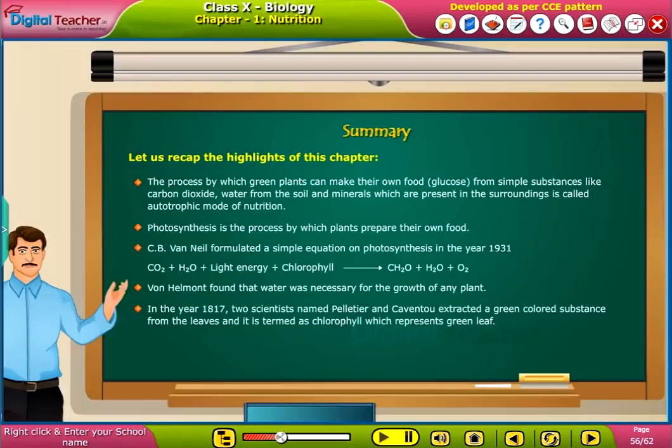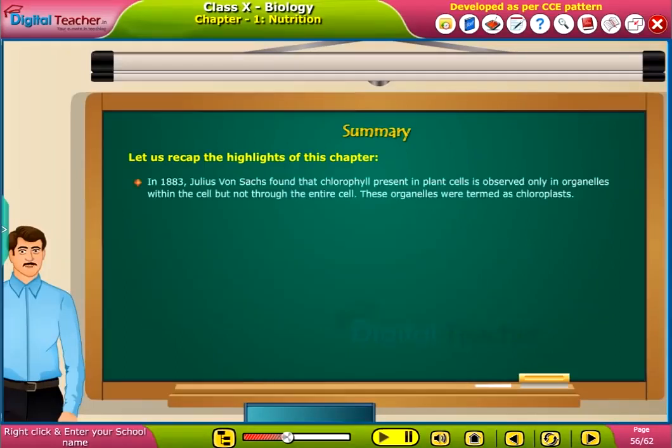In the year 1817, two scientists named Pelletier and Caventou extracted a green-colored substance from the leaves, and it is termed as chlorophyll, which represents green leaf. In 1883, Julius von Sachs found that chlorophyll present in plant cells is observed only in organelles within the cell but not through the entire cell. These organelles were termed as chloroplasts. Light reaction and dark reaction are two major phases found in photosynthesis.